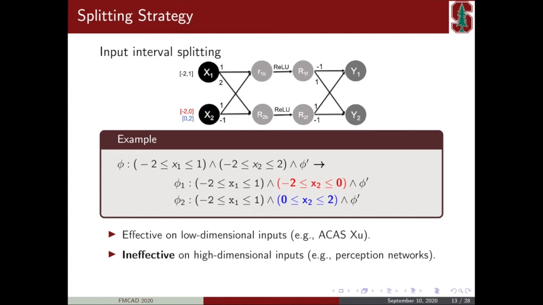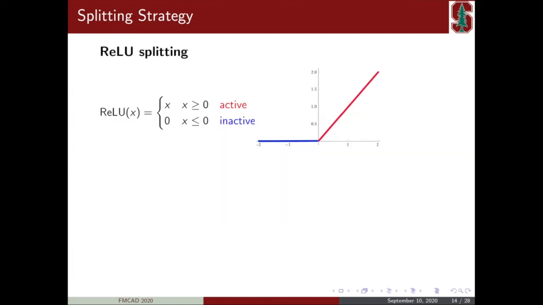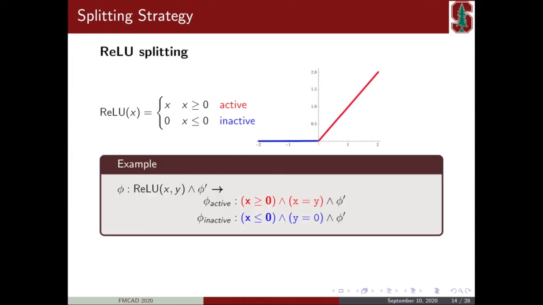However, this strategy is not effective on networks with high dimensional inputs, such as most perception networks. For those networks, we propose to directly split on ReLUs. A ReLU is a piecewise linear function that has two phases. Therefore, we can create two subformulas by performing a split on the ReLU. Phi active corresponds to the case where the ReLU is active, and phi inactive corresponds to the case where it's inactive. This allows us to avoid splitting on the high-dimensional input region.